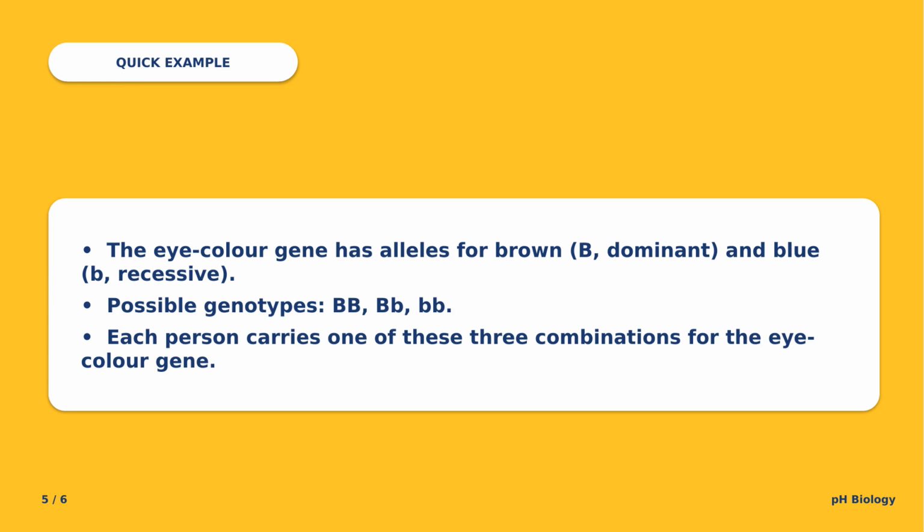Quick example, the eye color gene has alleles for brown, capital B dominant, and blue, lowercase b recessive. Possible genotypes: capital B, capital B; capital B, small b; small b, small b. Each person carries one of these three combinations for the eye color gene. Two alleles total, one from mum, one from dad.